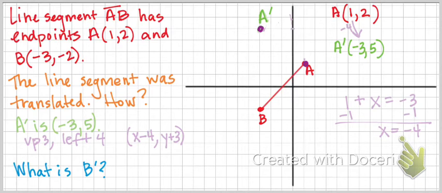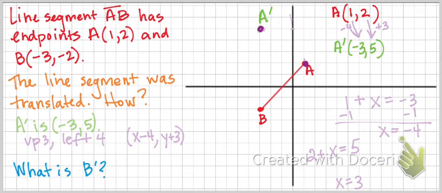And the same for the y-coordinate. How do we get from 2 to 5? It got bigger. You could probably see that. 2 plus what gives us 5? Well, if we subtract 2 from each side, we see that x is 3. 2 plus 3 gives us 5. So we are adding 3 to our y-coordinate. So that is another way that you could figure out how it was translated if you don't want to graph it.